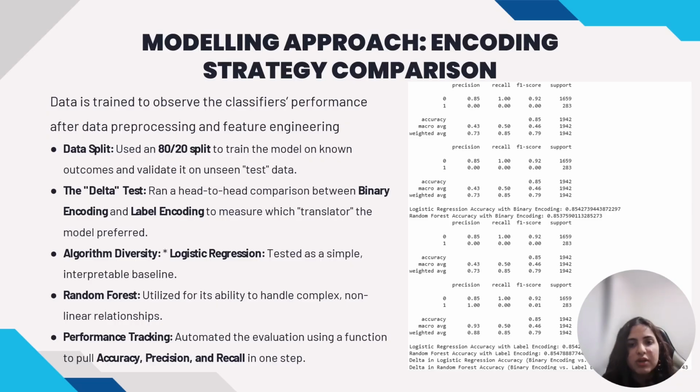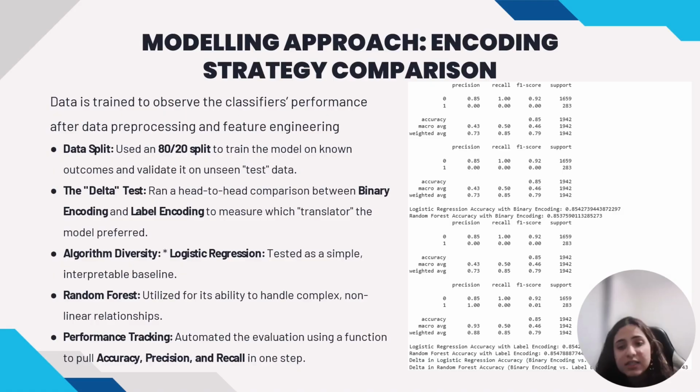So it depends on certain factors that make sense with intuition. So then, after encoding, we wanted to see the encoding strategy comparison. So we used binary coding, which is a dummy encoding, as well as label encoding, which we've already applied. Initially we split our data into an 80-20 split to train the model on known outcomes and validate on the test data. Then we ran the delta test, which is to verify the difference between the binary encoding and label encoding to see which model was better. And then we wanted to compare the logistic regression accuracy with the random forest accuracy, and also track their performance using certain important metrics, which were initially explained: precision, recall, and accuracy.